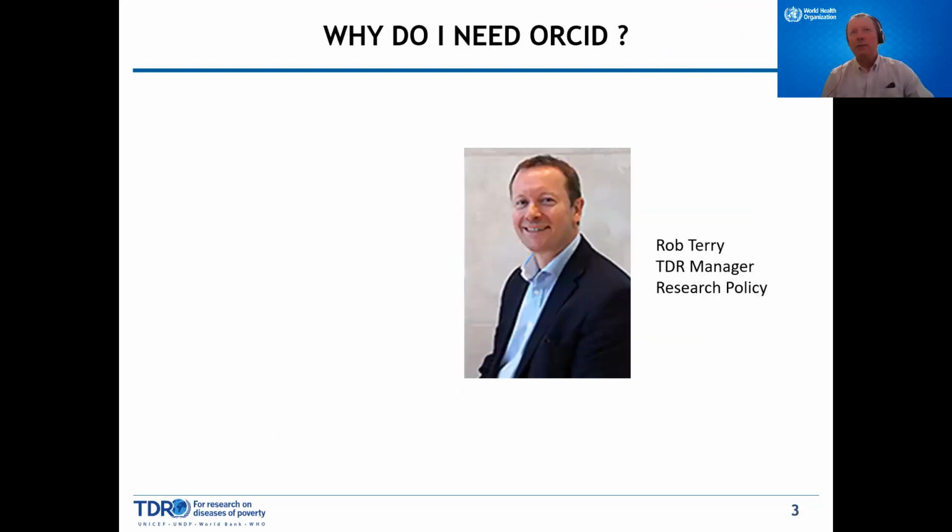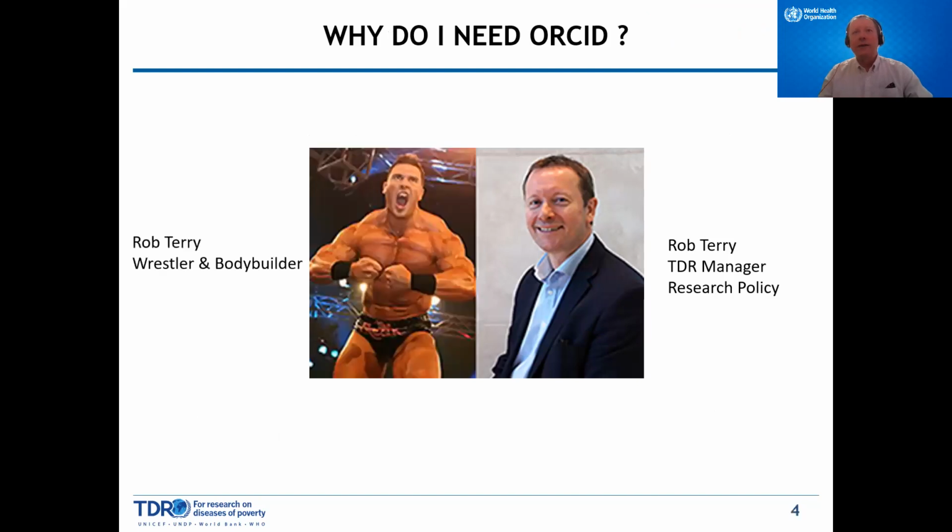So why do I need an ORCID? Well, this handsome fellow is myself, the TDR Manager of Research Policy. However, if you go on Google and search for Rob Terry, you will find there are many, many other entries, including this fine fellow, who happens to be a wrestler and bodybuilder. And I can assure you, he is not me. And so by using an ORCID ID, we can avoid the unfortunate use of the wrong photo in conference proceedings, for example.